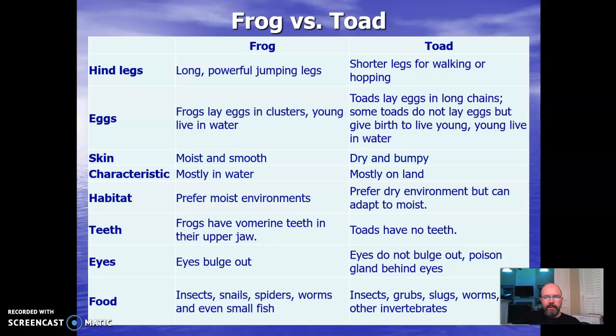All right, now we're getting into some serious differences. Frogs have what are called vomerine teeth in their upper jaw. And when you do your dissection of a frog, one of the things that you should try to note is where those teeth are in their upper jaw. Toads do not have any teeth. Frogs, their eyes tend to bulge out. They are extended out from the head. Toads' eyes tend to not bulge out. They can often have poison glands behind the eyes.